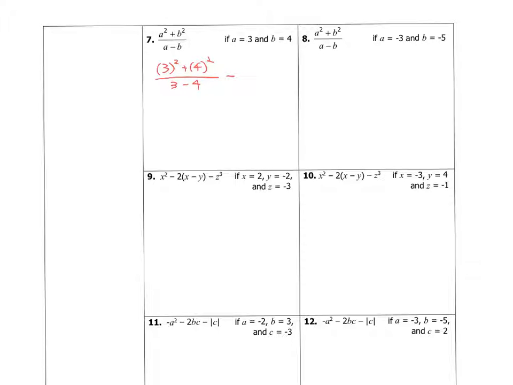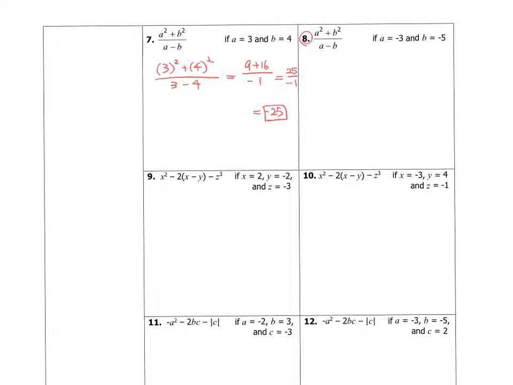Then let's just look at the numerator first. 3 squared is 9. 4 squared is 16, right? And then I'm going to just write it down here. Then 9 plus 16 becomes 25. At the bottom, 3 minus 4 is negative 1. I carried it over. What appears to be a messy problem is so simple, isn't it? Negative 25 is the final answer.